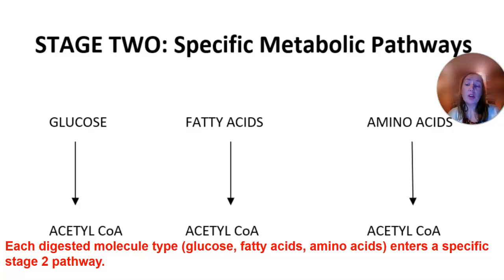So once we've gone through these specific stage 2 metabolic pathways to get glucose to acetyl-CoA, or to get fatty acids to acetyl-CoA, or to get amino acids to acetyl-CoA, how does acetyl-CoA function? What does it do? So again, each of these digested molecule types, whether it's glucose, fatty acids, or amino acids, will enter its specific stage 2 pathway to then become acetyl-CoA.